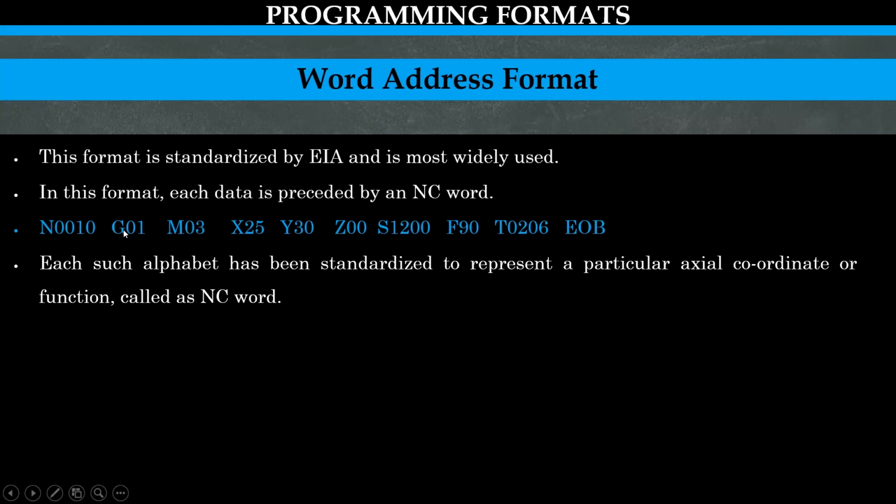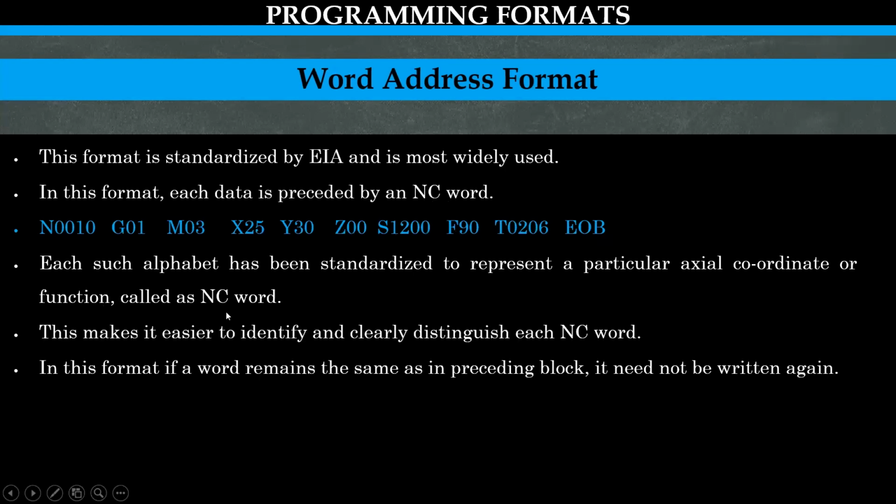So this makes it easy to understand that this 03 is a number for which NC word, or this 00 is a number for which NC word. Each such alphabet has been standardized to represent a particular axial coordinate or function which is called an NC word. This makes it easier to identify and clearly distinguish between the different NC words. Again, there is a benefit in word address format, that in this format, if a word remains the same as in the preceding block, it need not be written again.